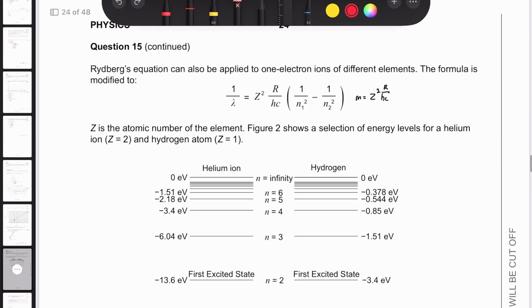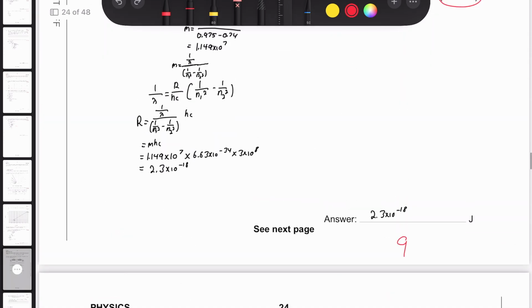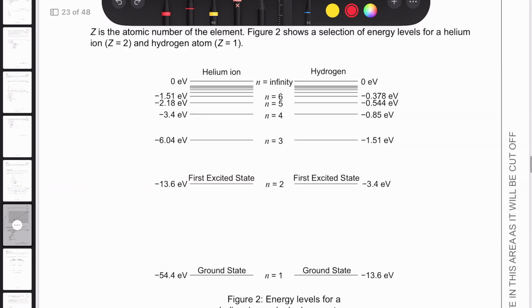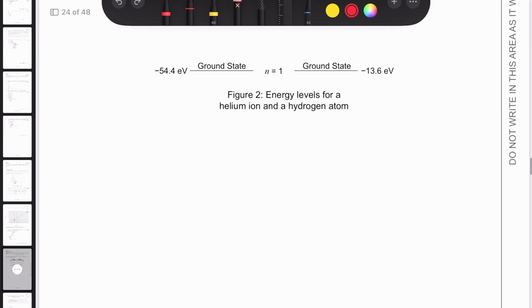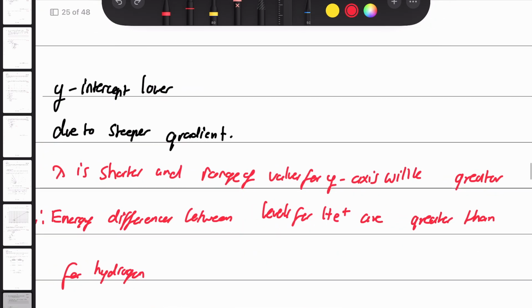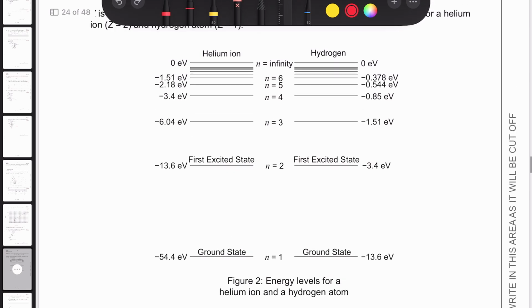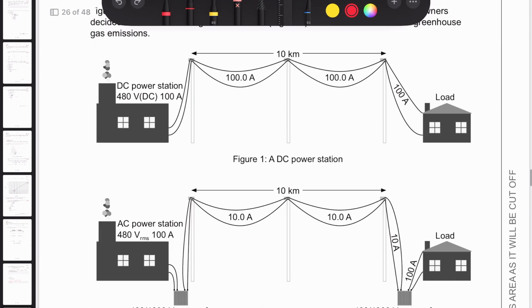Then it shows a selection, energy differences between. Oh wait, I don't think that's actually in this, but yeah. So lambda is shorter, and then the energy difference between bonds is bigger. I guess I could have just seen that from this diagram. I'm not sure. But 2 marks lost there.